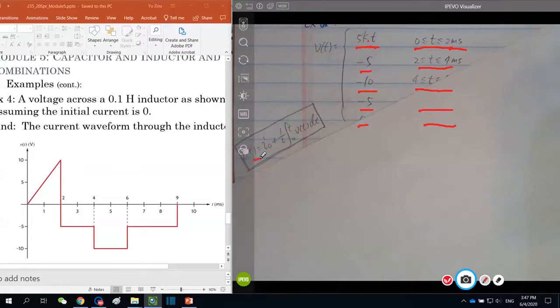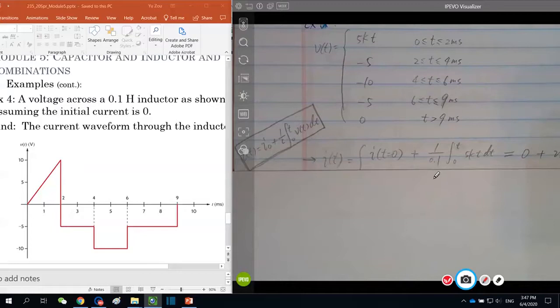So the current is equal to the initial current, again involving the issue of the initial value, plus 1 over inductance times the integral with lower limit the initial time moment and upper limit t, of the voltage across. Okay, let's see how to do them one by one.